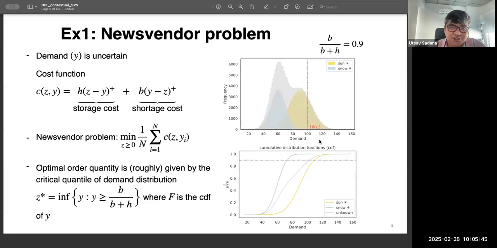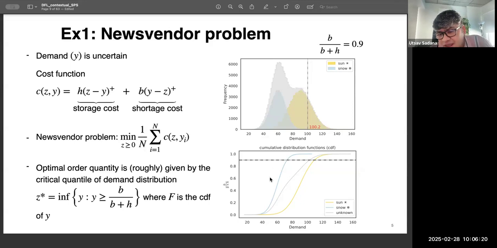Now, suppose that you live in Montreal, where it snows a lot. You may expect that the number of customers who will show up in the store would be less if there is snow, while if it is a sunny day, you would expect more customers. So basically, the distribution of the demand is shifted to the left, which is given here in blue, if there is snow, while if it is sunny, the demand distribution is given by this yellow.